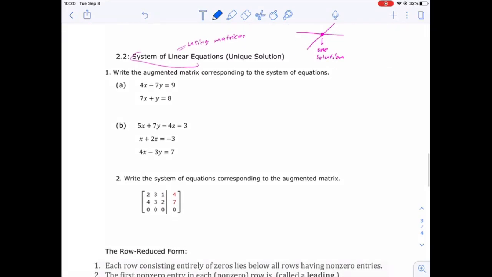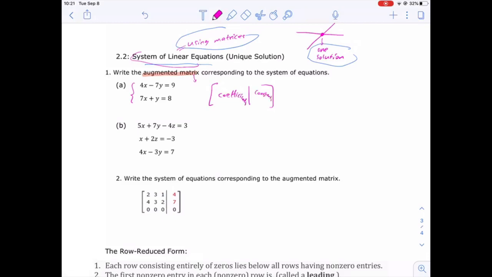Good. So we talk about how to solve systems of linear equations using matrices, and we focus on systems that have only one solution, or unique solution. Here, let's start with the following question. We want to write the augmented matrix that corresponds to this system. What do we mean by augmented matrix? The augmented matrix means that you put the coefficients here and you put the constants here.